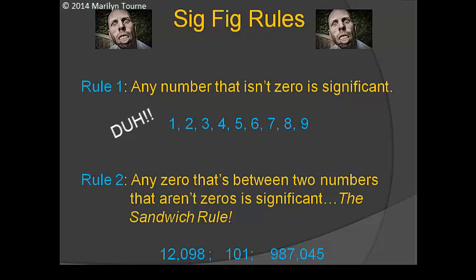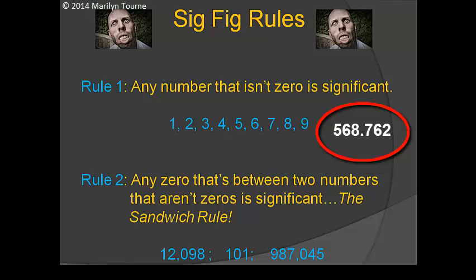So, of course, any number 1, 2, 3, 4, 5, 6, 7, etc. Okay? So if I was to give you an example such as 543, how many significant digits would that number have? Well, it would have 3. What if I gave you an example like 568.762? How many significant digits would that have? Well, that would have 6, because every number in that value is not 0. All right, rule number 2.